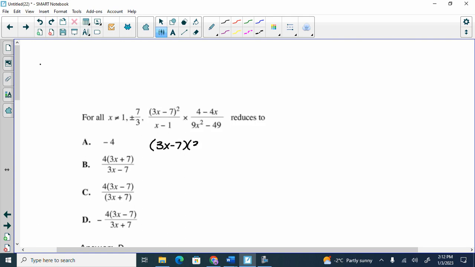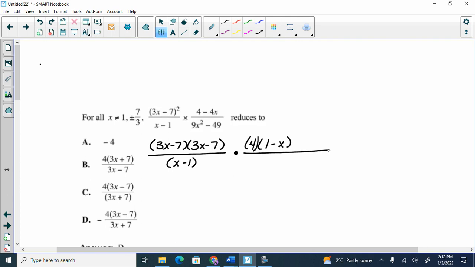And they want it to reduce to something. So let's see what it reduces to. I write that out twice. The x minus 1, I'm going to put in brackets. Remember, I bracket anything that is a binomial because it is attached. Times, I can take a 4 out, and then I'm left with 1 minus x.